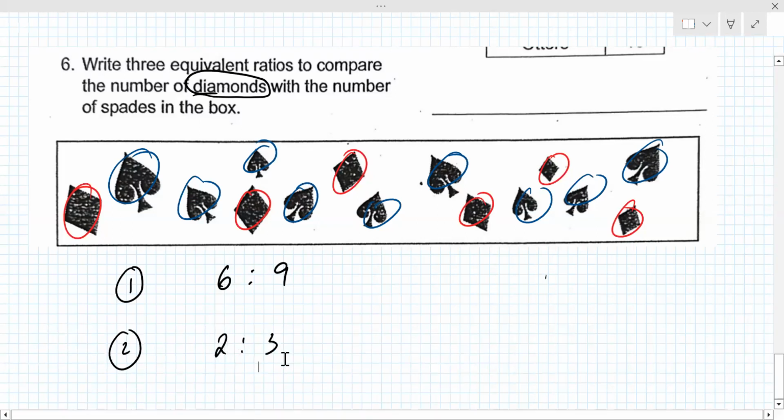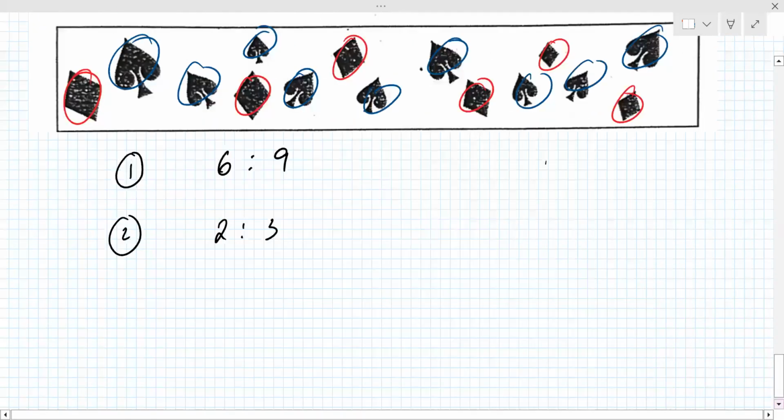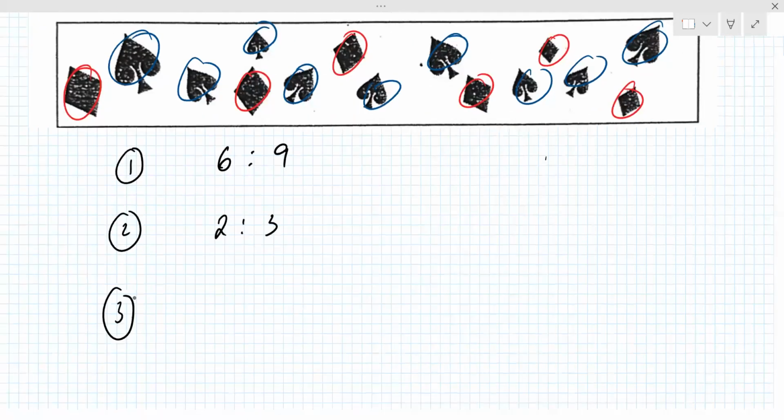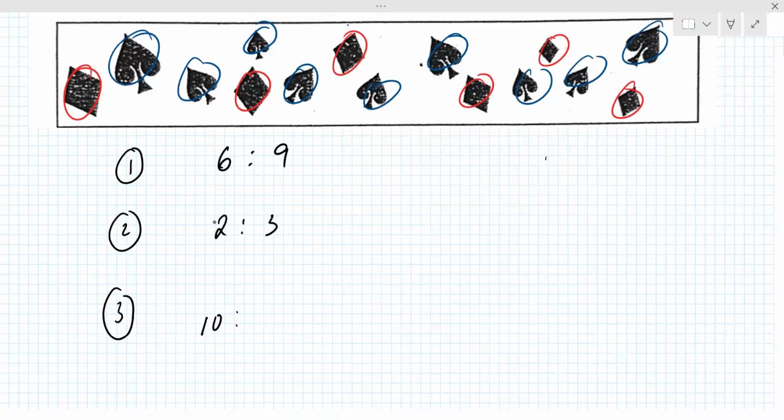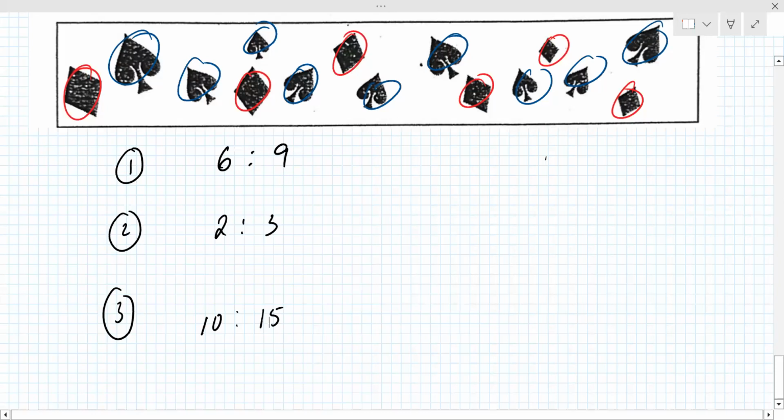You could take this 2 to 3 and multiply it by any number you want to go bigger. Let's say you multiplied by 5. You could get 10 to 15. That would also be okay. So you can go bigger, go smaller, either way. Okay. All right.